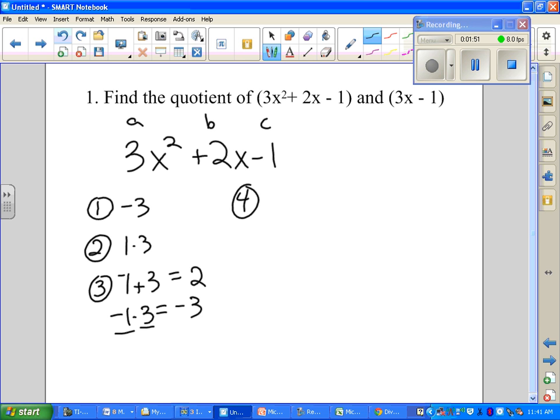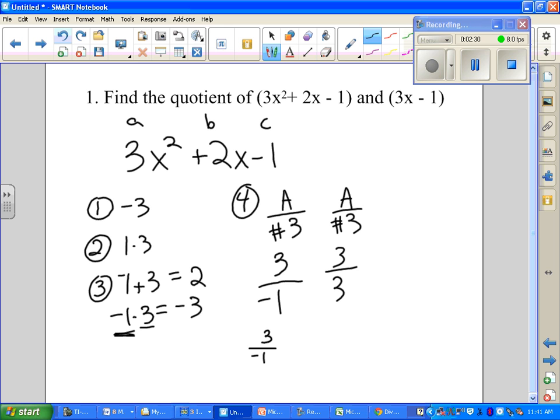Step number 4 is the fractions. That's your a term over your first number, which would be negative 1, and then a over the second number, 3. So a is 3, the first number is negative 1. In my second set of parentheses, a is still 3, and the second number happens to be 3. Almost done. I got to simplify that. 3 over negative 1 is already simplified, and 3 over 3 breaks down to 1 over 1.